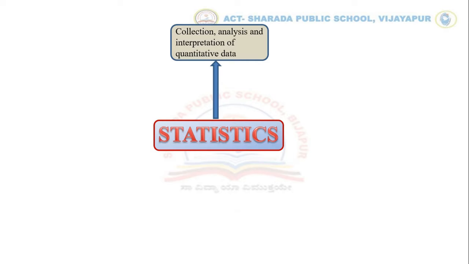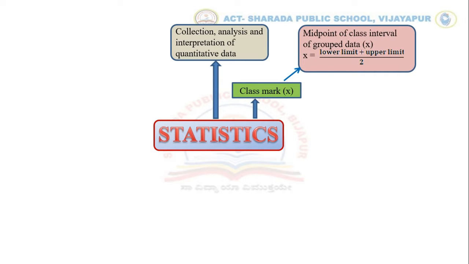For the ungrouped data, in general, we directly use the individual data and the frequency, whereas for the grouped data, we use the class mark. Class mark is the midpoint of the class interval of the grouped data, and it is calculated as x is equal to lower limit plus upper limit divided by 2.